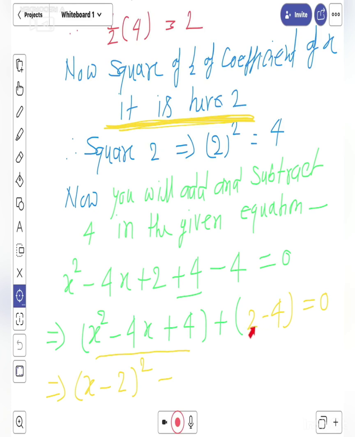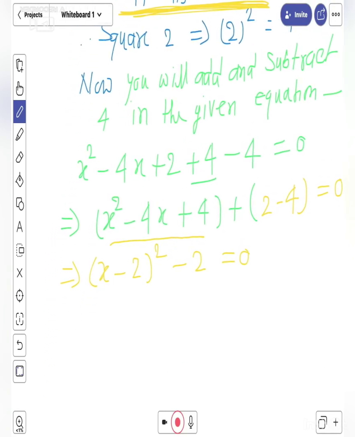And after that, what is the solution of these things? 2 minus 4, that is minus 2. So you will write here minus 2 equal to 0. After this step you will write x minus 2 whole square equal to, transposing this 2 to the right side, therefore plus 2.